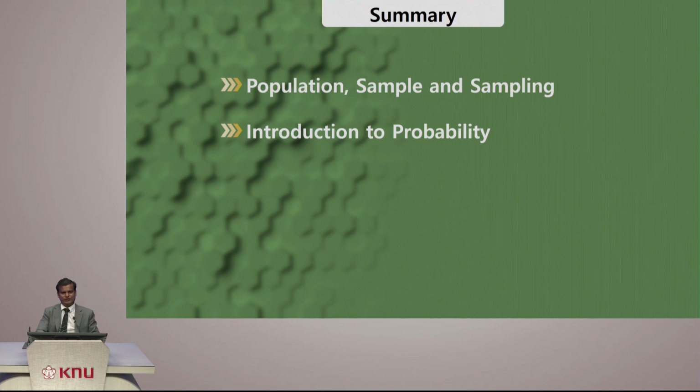So that's what we have today. We talked about population. We talked about statistical inference, in which we also talked about how a sample can be taken from the population, which we refer to as sampling, and there are different types of sampling available. After sampling, we also discussed some basic thoughts on the introduction to probability.